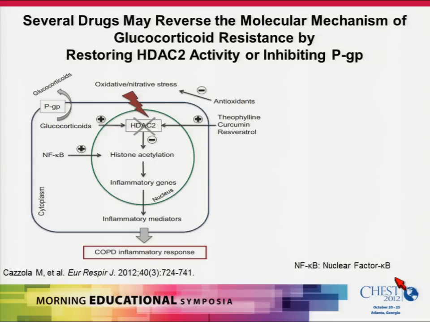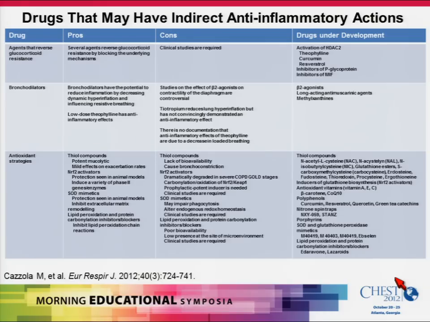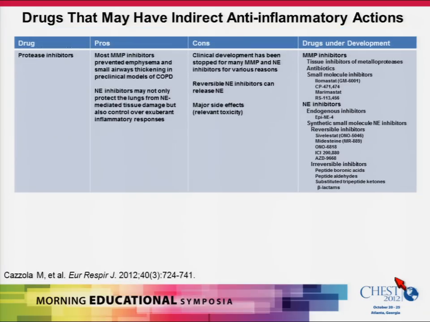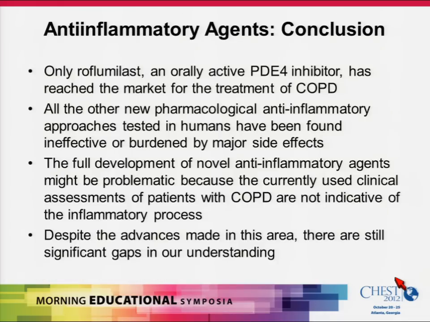But what I want also to stress is the possibility that we can reverse the molecular mechanism of glucocorticosteroid resistance by restoring HDAC2 activity or inhibiting PI3K. And in effect, if we use theophylline or resveratrol, we can do this effect. There are some British studies, mainly driven by Peter Barnes, and Neil Thomson as well, that are trying to document that this is the case. But we cannot forget that also bronchodilators can induce anti-inflammatory activity, and we cannot forget the importance of antioxidant strategies and protease inhibitors. At the end, and sorry if I was really fast, but they told me that it's really late.